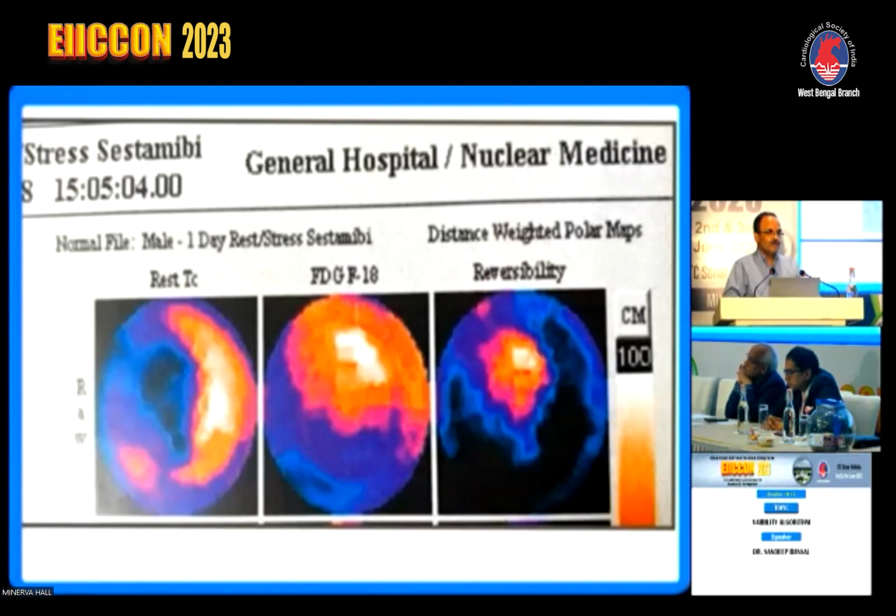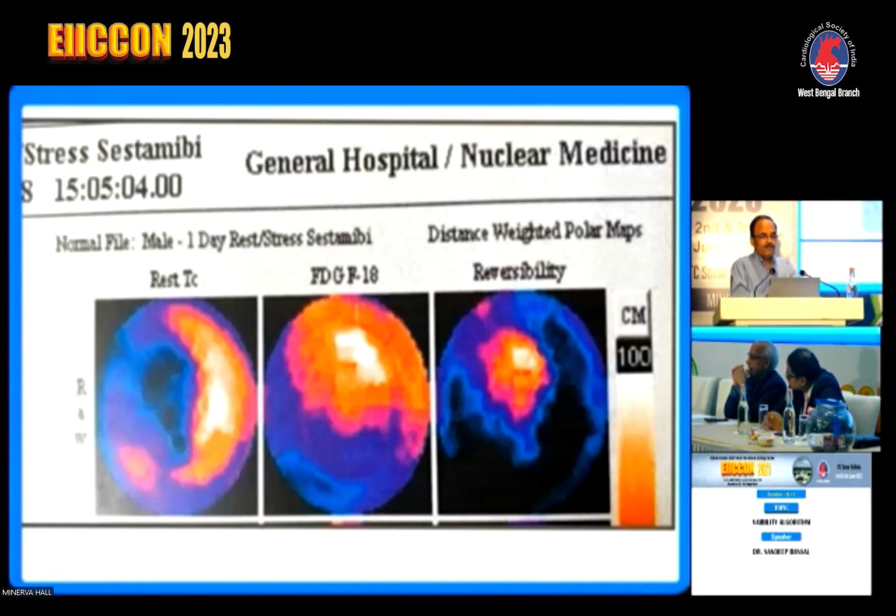As you see in the first picture on the left-hand side of the screen, there is a large blue area, which is the perfusion scan, the technetium perfusion scan. The large blue area suggests that there is no or very little blood going in that area. And the middle one is the FDG scan, which shows a good amount of uptake of glucose by the same blue area, which means that the substrate of this particular area has changed from free fatty acid to glucose. And that is why this area is viable.